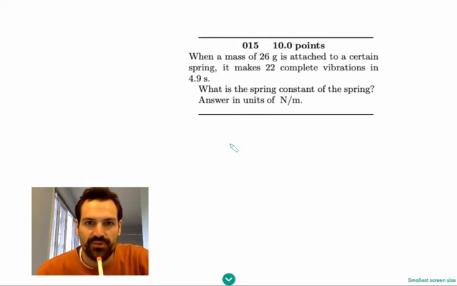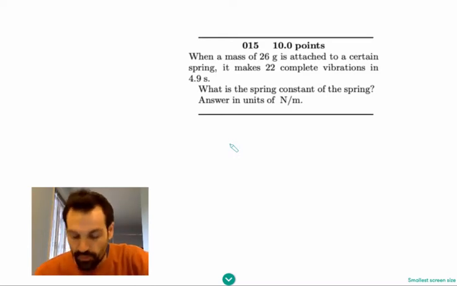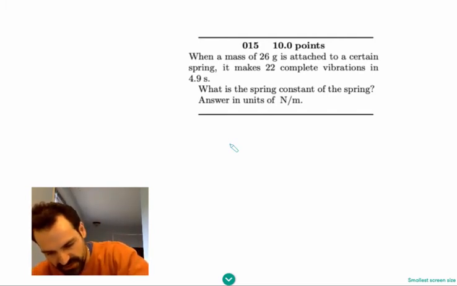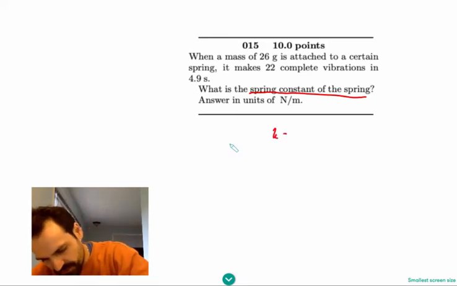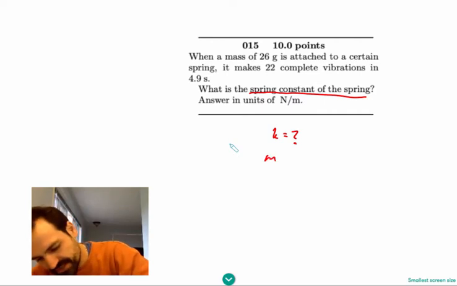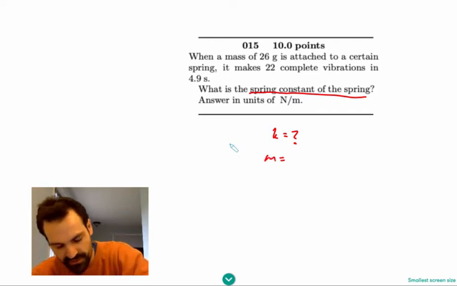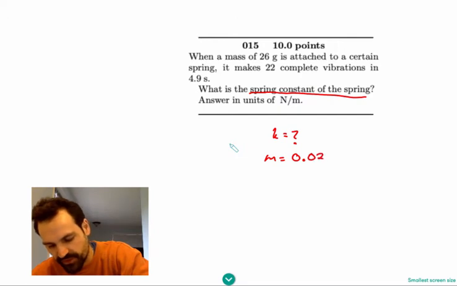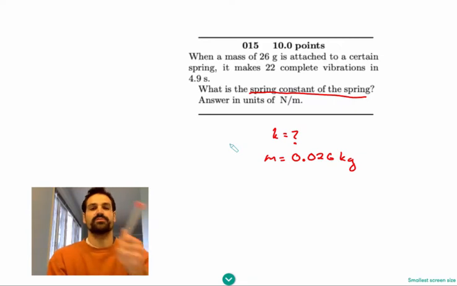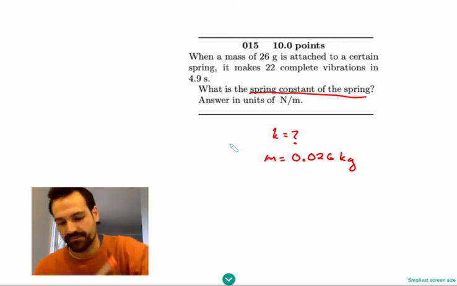15. When a 26-gram mass is attached to a certain spring, it makes 22 vibrations in 4.9 seconds. What is the spring constant? Ooh, there's a lot going on here. So if I see this, I know I need to find spring constant. So k equals question mark. You should always start with your unknown. Mass is equal to 26 grams, and I'm going to immediately convert that to kilograms. And remember, kilo means thousand, so to go from gram to kilogram, you divide by 1,000.